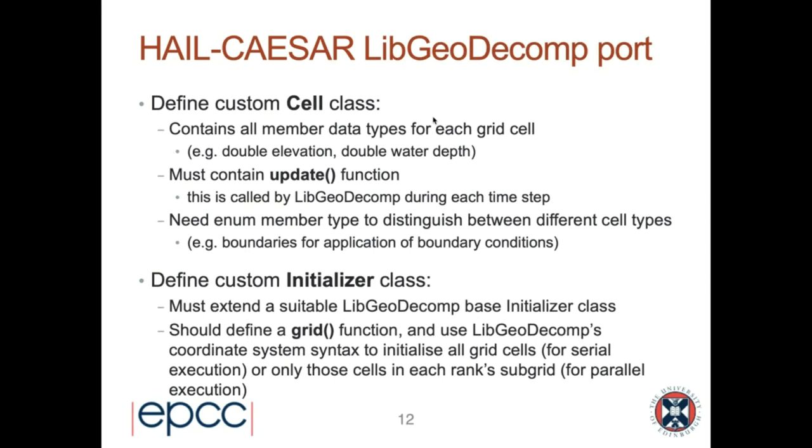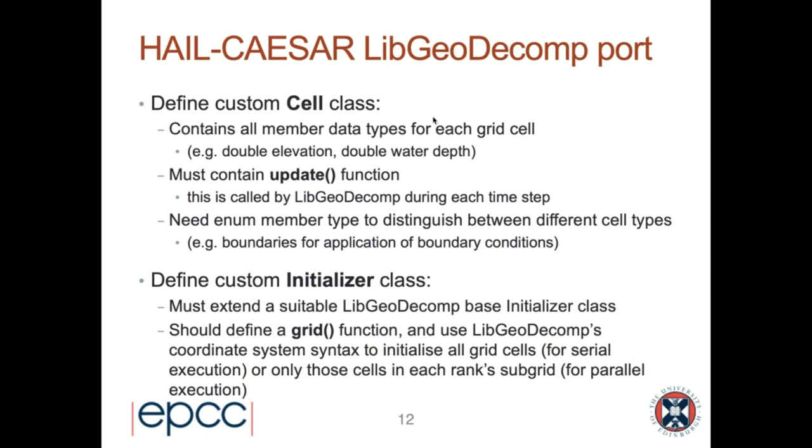There we have to go through quite a few steps. First of all, and this is true for any application which wants to make use of LibGeoDecomp, we have to define a custom cell class which defines the data member types stored for each grid cell on our grid. For the hydrological components that we care about, those are, for each grid cell, the elevation, a single double, and the water depth, a single double. Additionally, also things like fluxes, etc. But that doesn't add any real complexity.